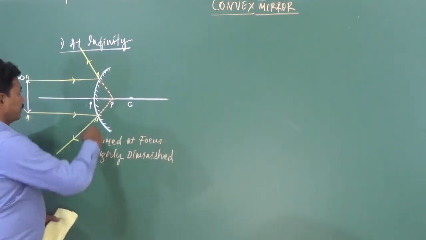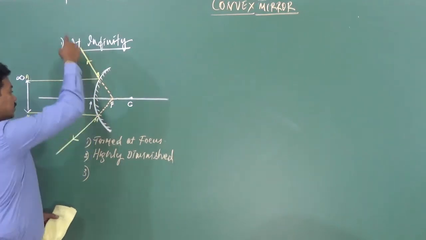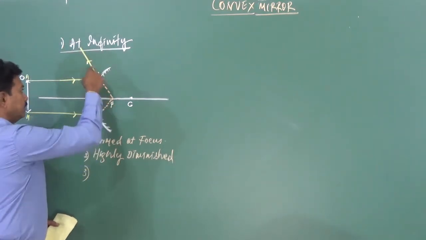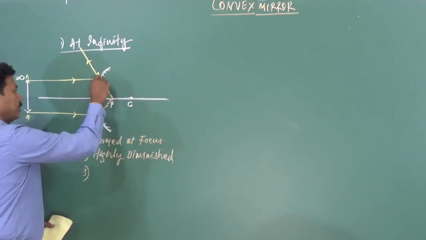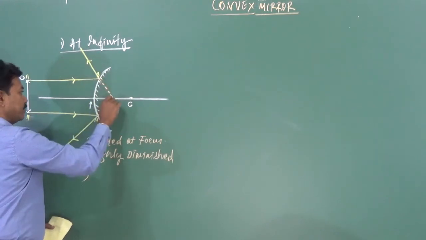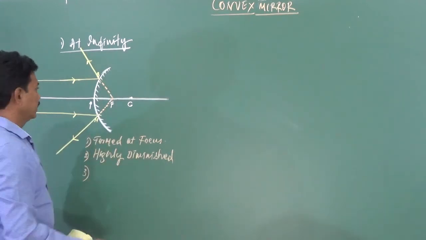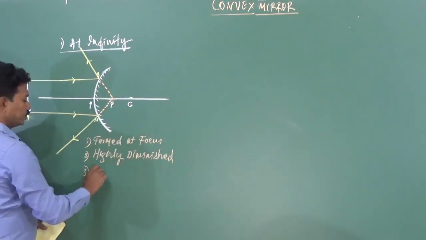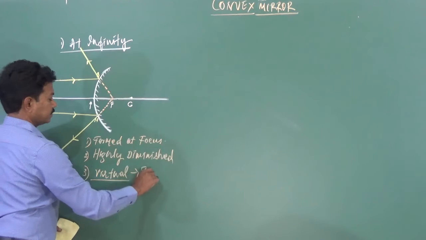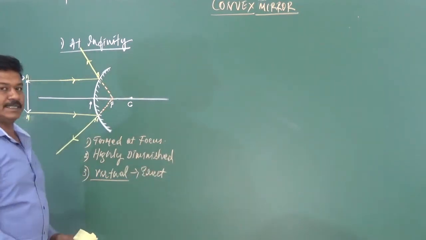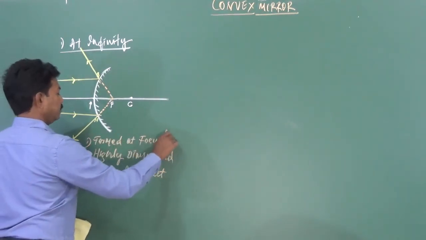But in this case, these two light rays after reflection are diverging. They will never meet each other after reflection. But we assume that these two light rays are starting from this point on the principal axis. Therefore, we take this point as where the image is formed. So these types of images will be virtual images. Virtual images are always erect. It is formed at the focus, particularly behind the mirror.